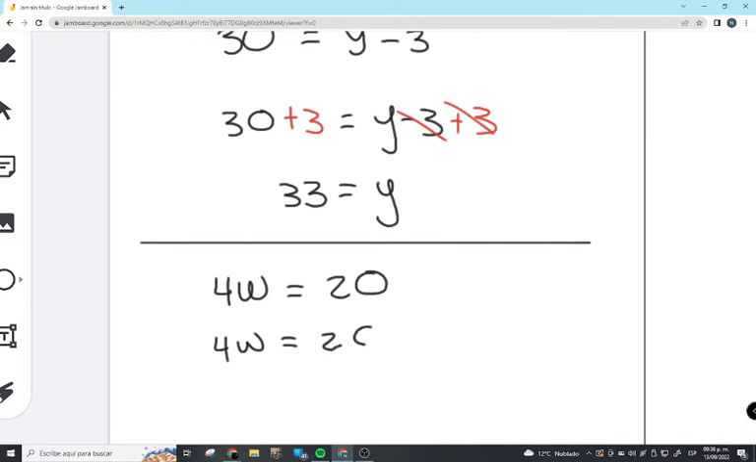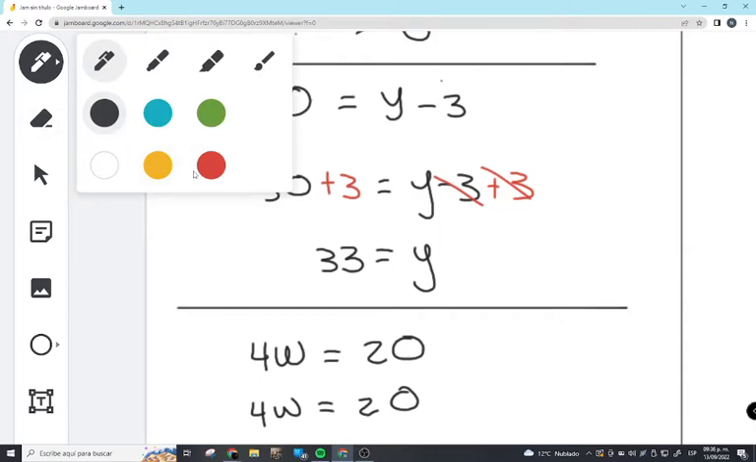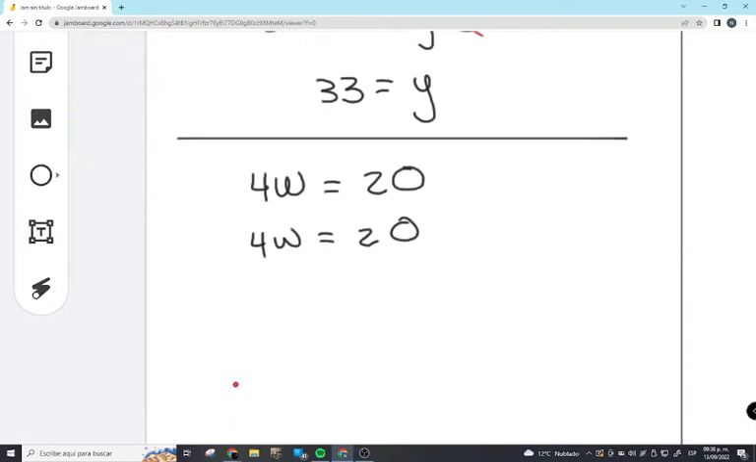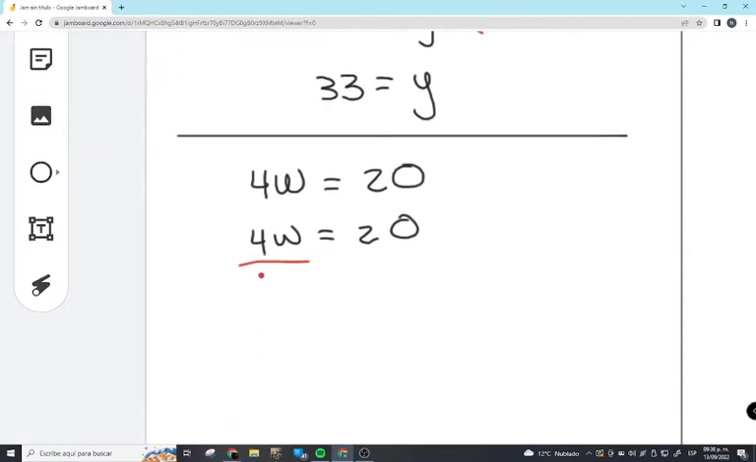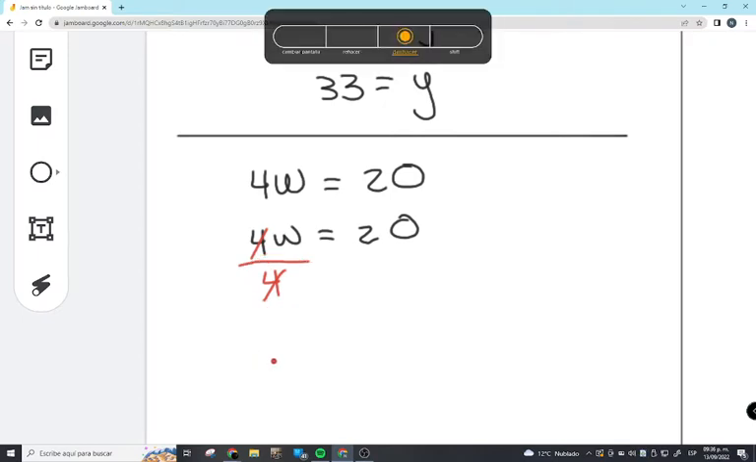Well, by doing the opposite. And what is the opposite of multiplying by 4? It is dividing by 4. So here we are going to divide by 4. So this 4 and this 4 cancel each other, because if you multiply by 4 and then divide by 4, it's like you actually didn't do anything. But remember, here you divided by 4. So you have to do the same on the other side.